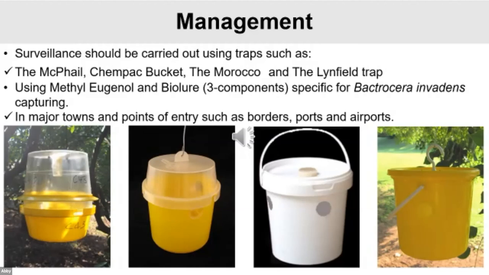The first step to manage Bactrocera invadens is surveillance, which is carried out using traps such as the Macphail, Champion bucket, Morocco, and Lynfield traps. Methyl eugenol is used as bait specific for Bactrocera invadens. This surveillance is carried out in major towns and points of entry such as borders, ports, and airports. However, the same methyl eugenol and traps can also be used to trap Bactrocera invadens within commercial fruit areas, or where commercial fruit farming occurs.